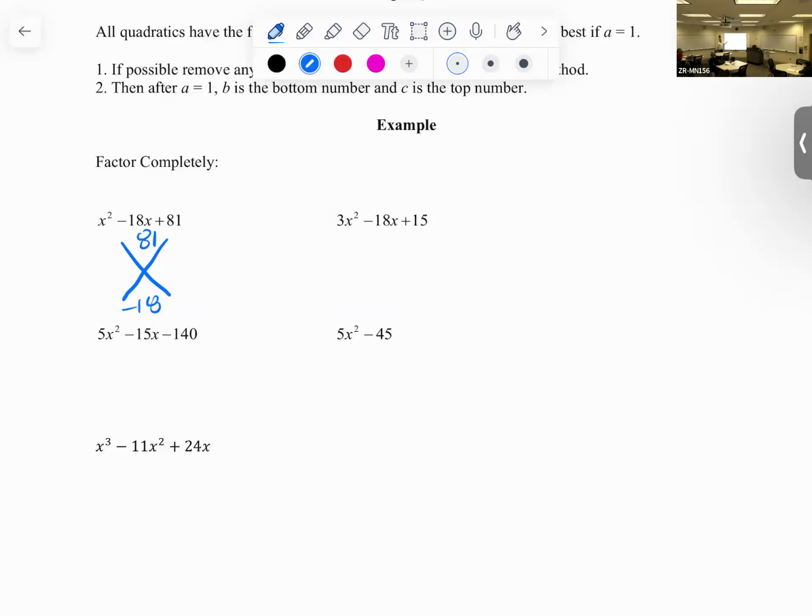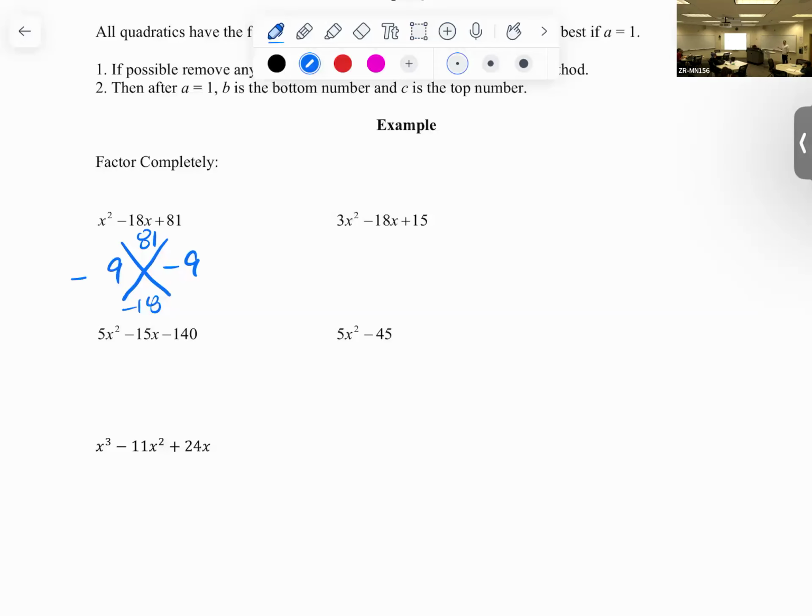Negative and a positive? Negative times a positive makes a negative. So, they're both negative. Both negative is kind of the same as both positive, which means what you get to do is just ignore the signs. Basically, what times what makes 81 and sums to 18? 9 and 9. And yes, negative 9 and negative 9.